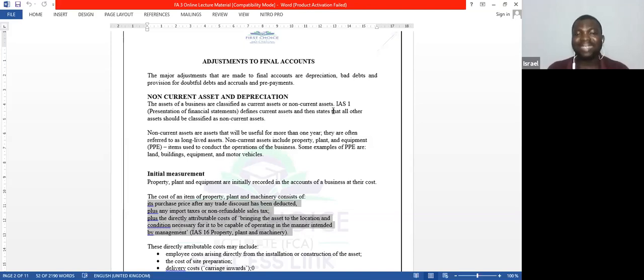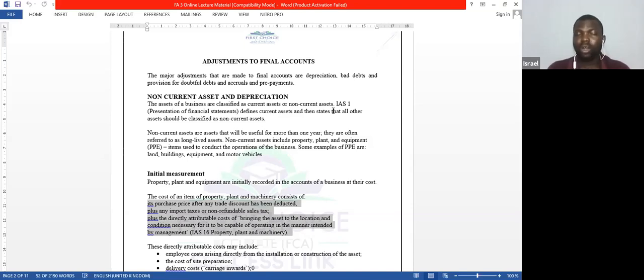Also plus the directly attributable cost of bringing the asset to the location and condition necessary for it to be capable of operating in the manner intended by management. Now, this goes a lot further. For example, if you purchase a plant that you want to use to produce in a manufacturing setting. Number 1, the cost of purchase. Number 2, the cost of the professional. Number 3, assembly, the cost that you use to assemble it.